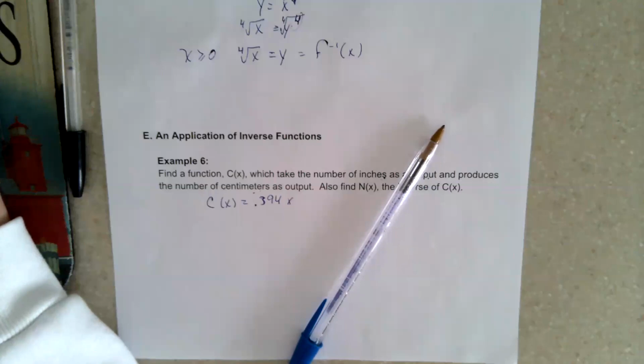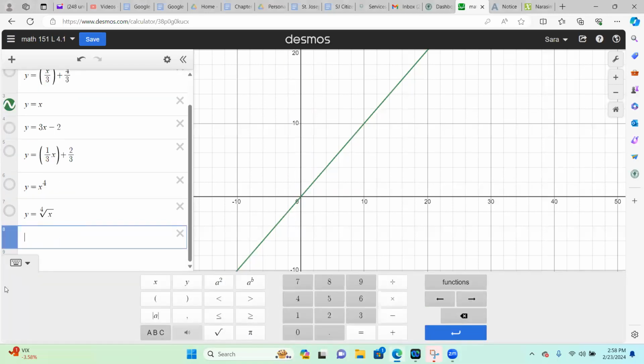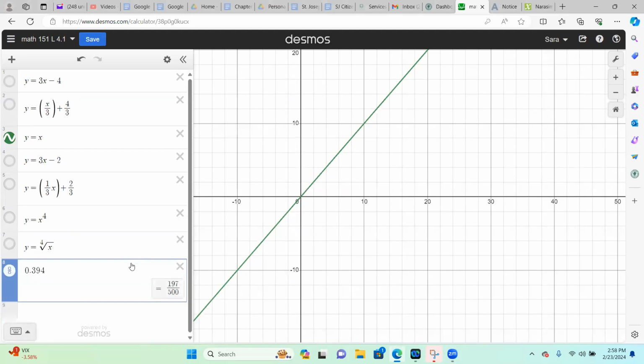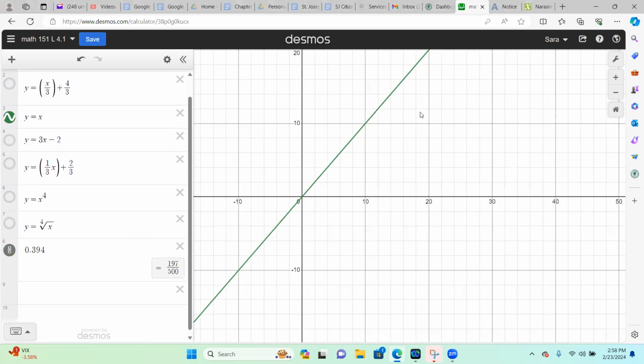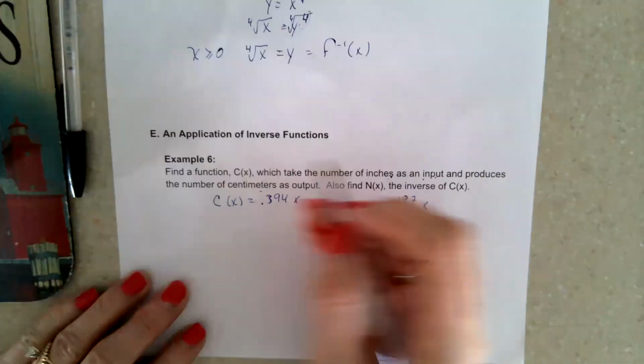Now, we could also, if we go to Desmos, I'm just going to turn those off. And I take 0.394. I'm going to hit the fraction button, and see if it will turn it to a fraction. Okay. So that fraction is also 197 over 500. That's just another way we can write it. So let's go to our paper here. So these are the same.